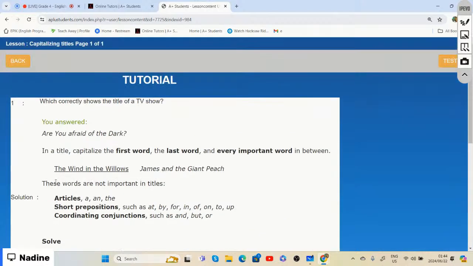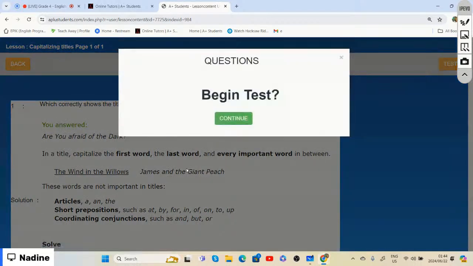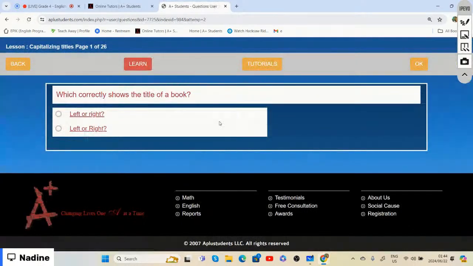All right, so let's go quickly to our test, and then we are going to do two of the questions, and then we are done for the day. So, which correctly shows the title of a book? Is it the first option or the second option? Which one is correct? So, which correctly shows a title? Is it option one or option two?